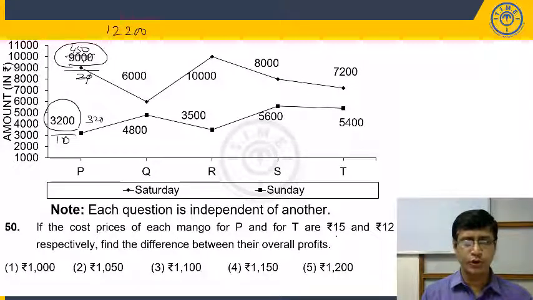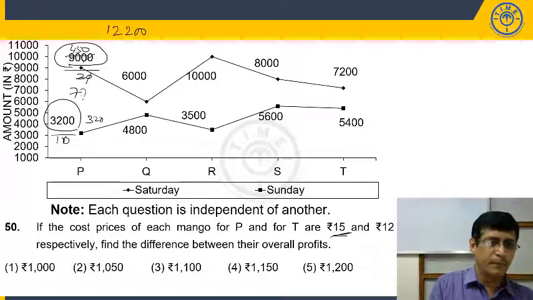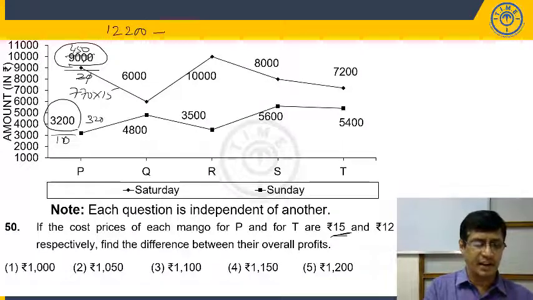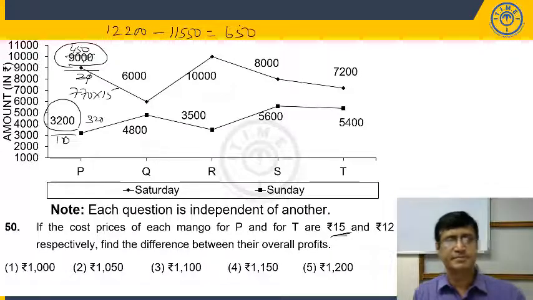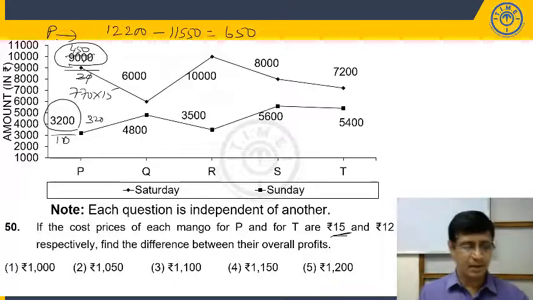770 into 15. So how much is the result? It is 11,550. So what is the profit here? 650. This is of fruit seller P. So that was fruit seller P. What about T?